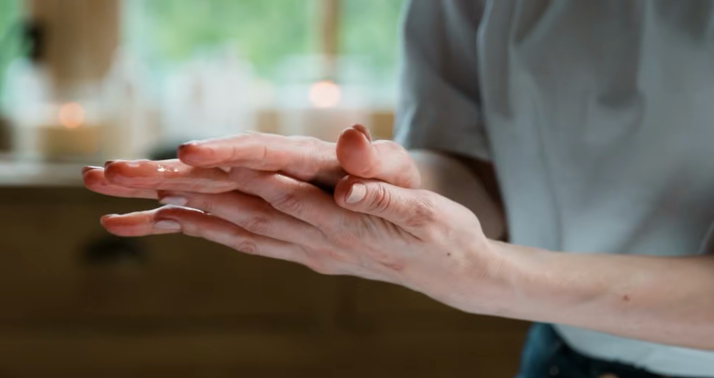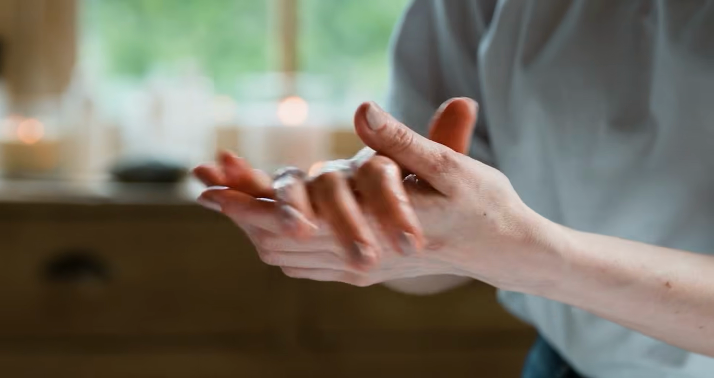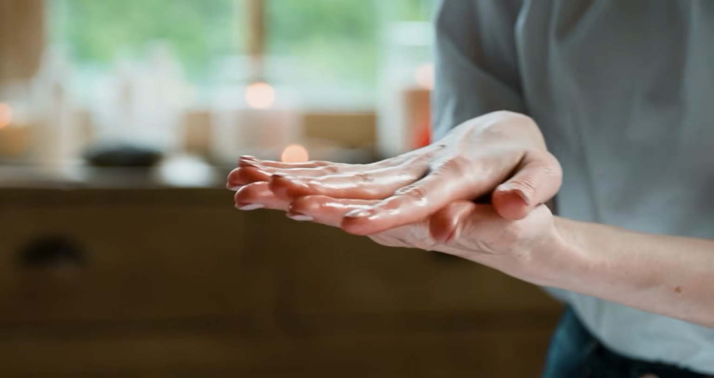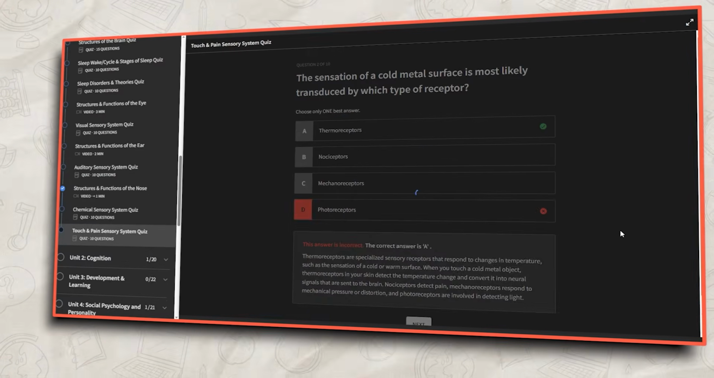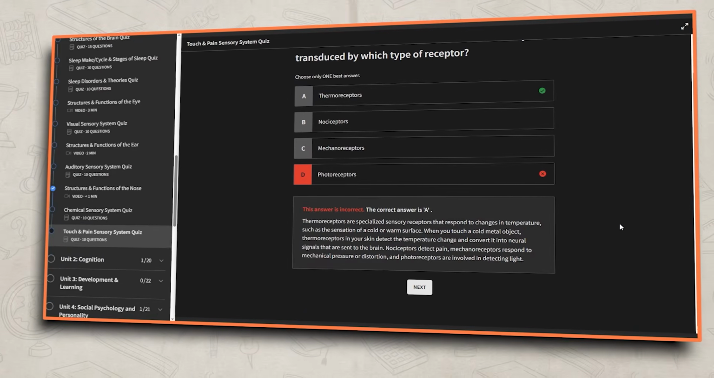Whenever we touch something, the receptor cells in the skin detect the physical stimuli, such as heat, cold, vibration, or pressure. Now, there are a variety of receptor cells that are involved with touch, but I'm only going to highlight our warm and cold receptors in this video. If you want more information on the others and a breakdown of the different layers of the skin, check out the exclusive video in the Ultimate Review packet.